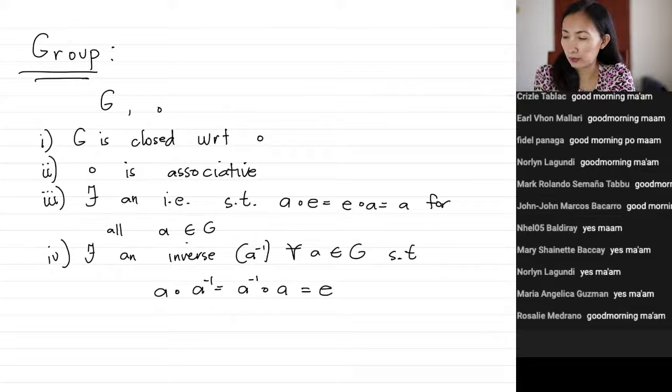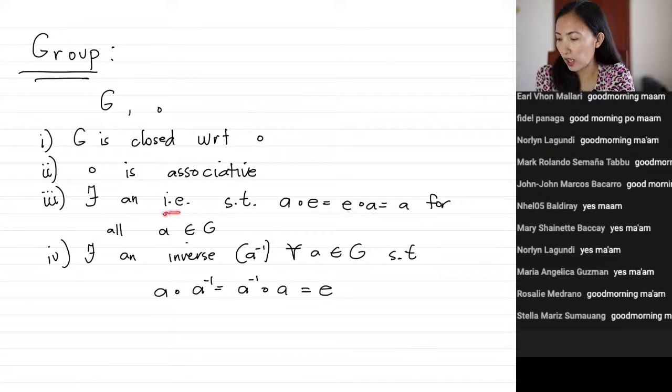Again, 4 properties must be satisfied in order for a set with a binary operation to be considered a group. So, a set G with the binary operation, let's say circle, is a group if the 4 properties are satisfied. The set is closed with respect to this operation. The operation circle is associative. And then number 3, there exists an identity element, i.e., such that A circle E equals E circle A equals A.